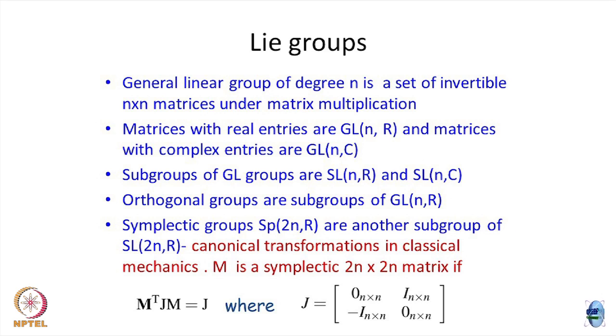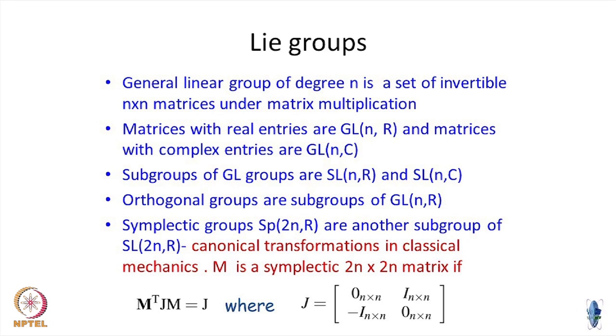Subgroups of GL are SL(n,R) or SL(n,C). Orthogonal groups are subgroups of GL(n,R), okay. Orthogonal groups have only real entries there.